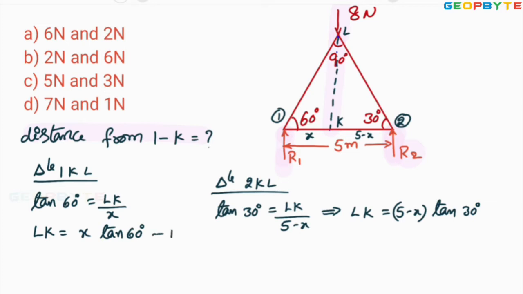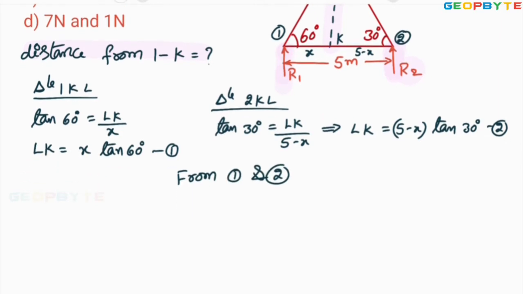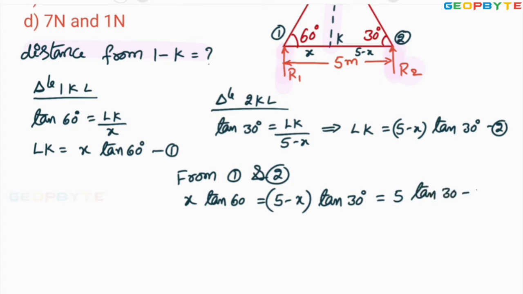Now let us assume this is equation 1, equation 2. From equations 1 and 2, LHS are equal, so you can equate the RHS. x tan 60 equal to 5 minus x tan 30, which can be expanded like this: 5 into tan 30 minus x tan 30 degrees.